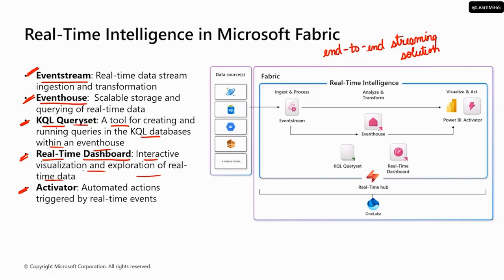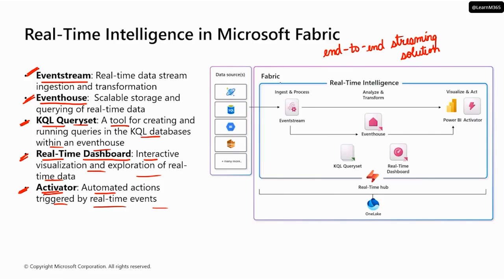Then the last component we have as part of real-time intelligence in Fabric is the Activator. Activator is used to configure alerts to trigger automated actions. If you want to automate some actions triggered by real-time events, we use this Activator. It is an automated response based on streaming event conditions. Common use cases are alerting, notifications, and kicking off downstream processes.